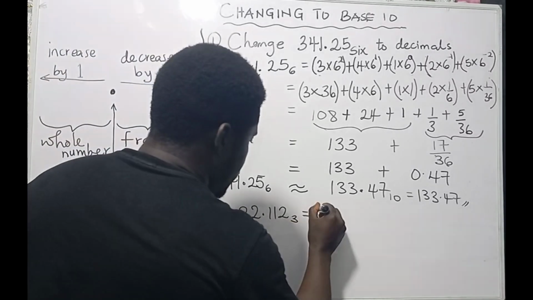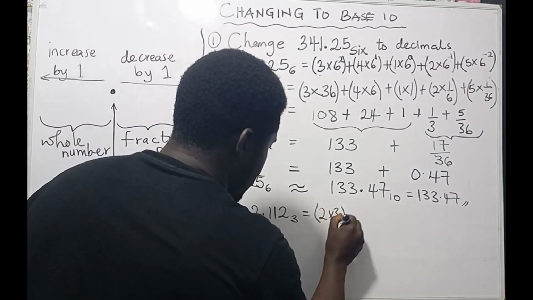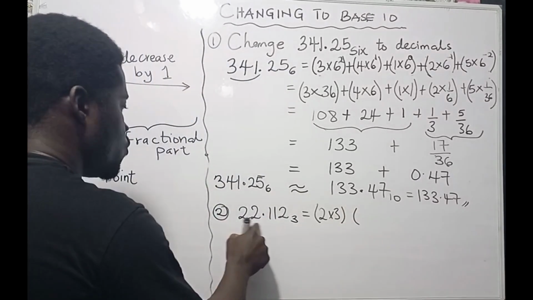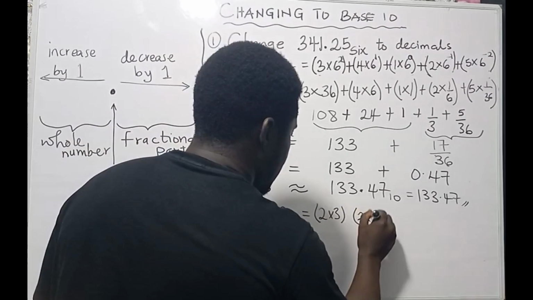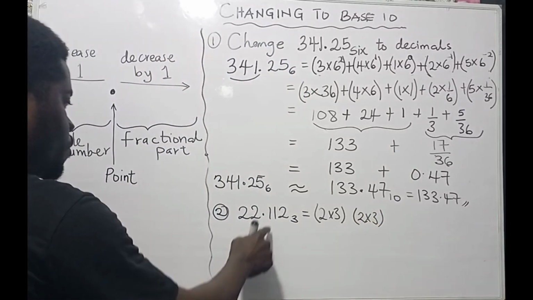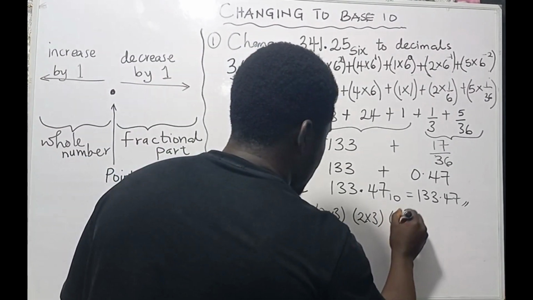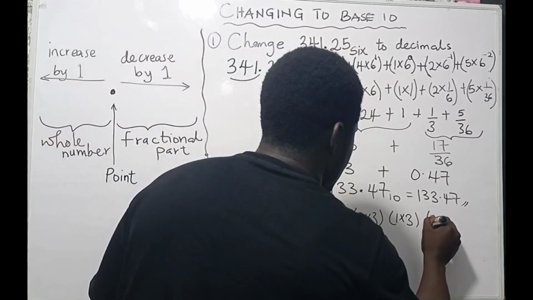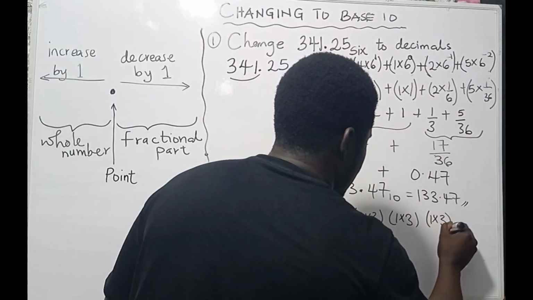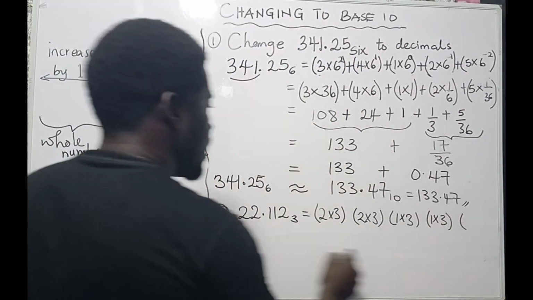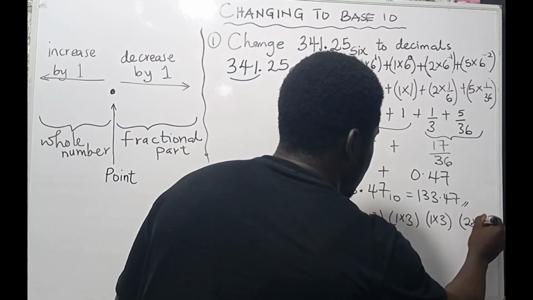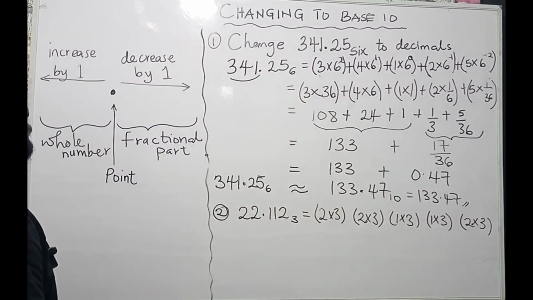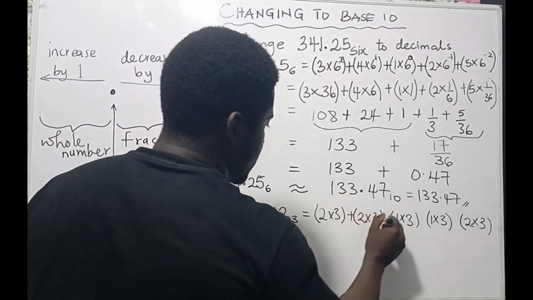So 2 times 3, 2 times 3, 1 times 3, another 1 times 3, and lastly 2 times 3 again. We want to find the sums, so we bring our plus signs.